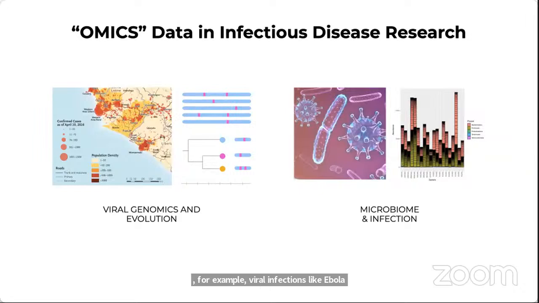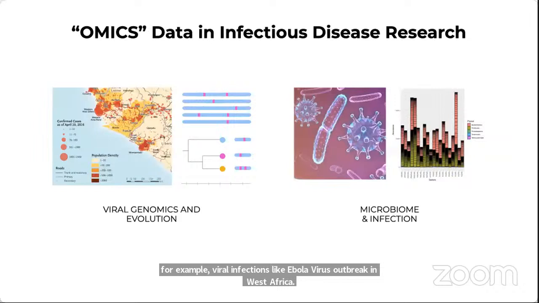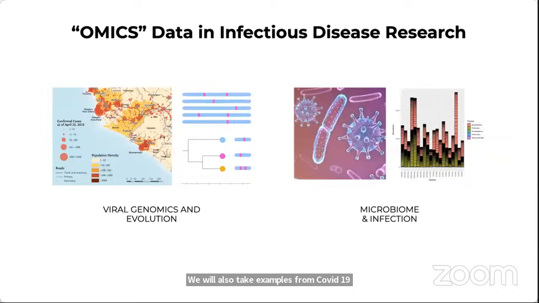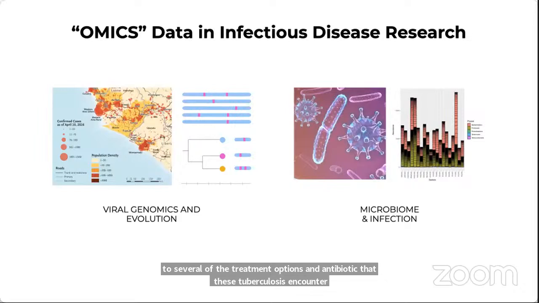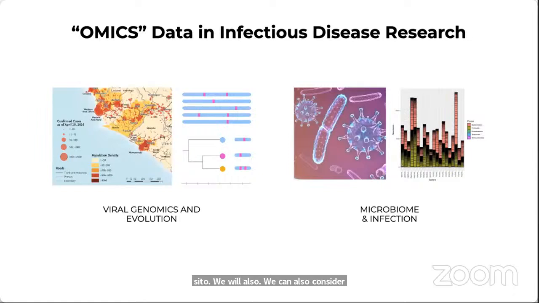We will also take examples from the COVID-19 pandemic, as well as microbial pathogens causing, for example, tuberculosis, and the development of resistance to several of the treatment options and antibiotics that tuberculosis encounters. We can also consider cancer and its responses to different therapeutic options that we have. And in the end, we will also work with the single-cell parasite that causes malaria.